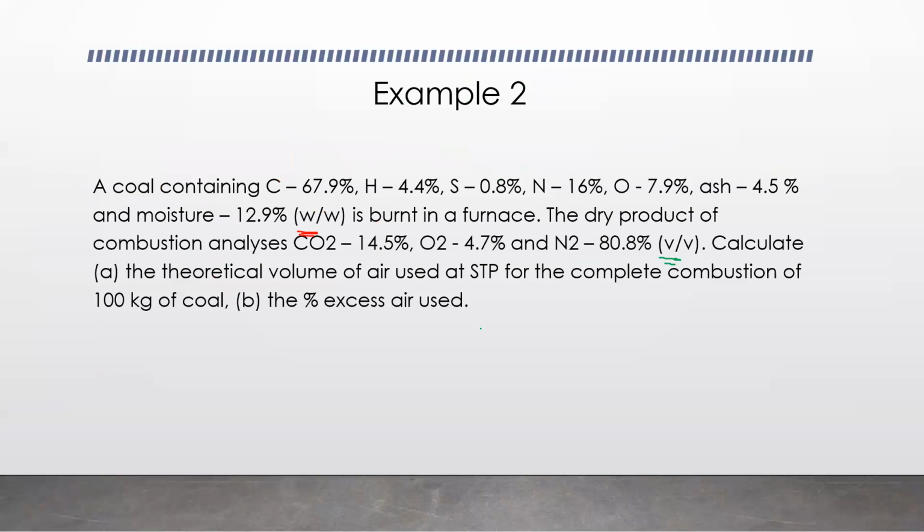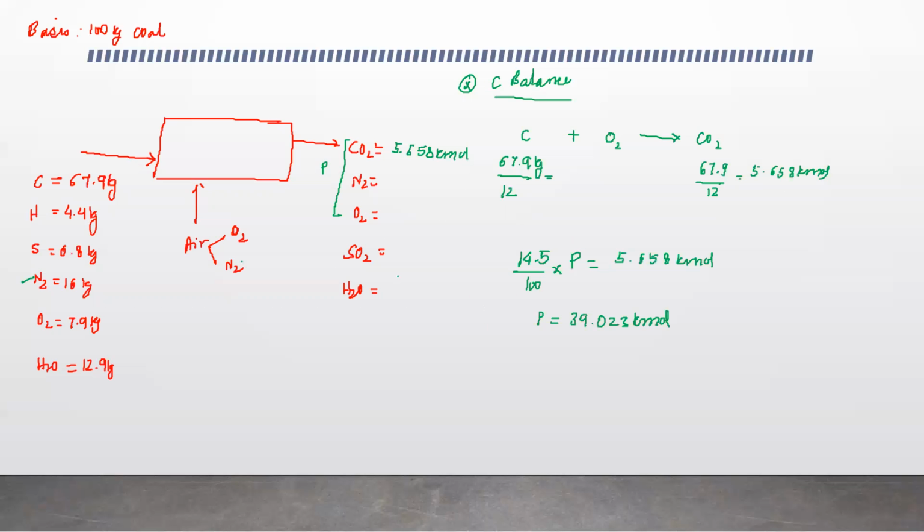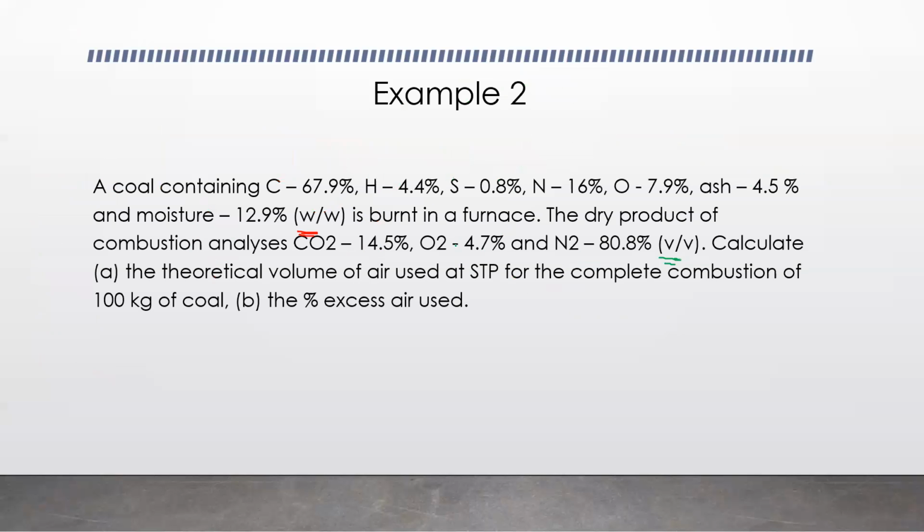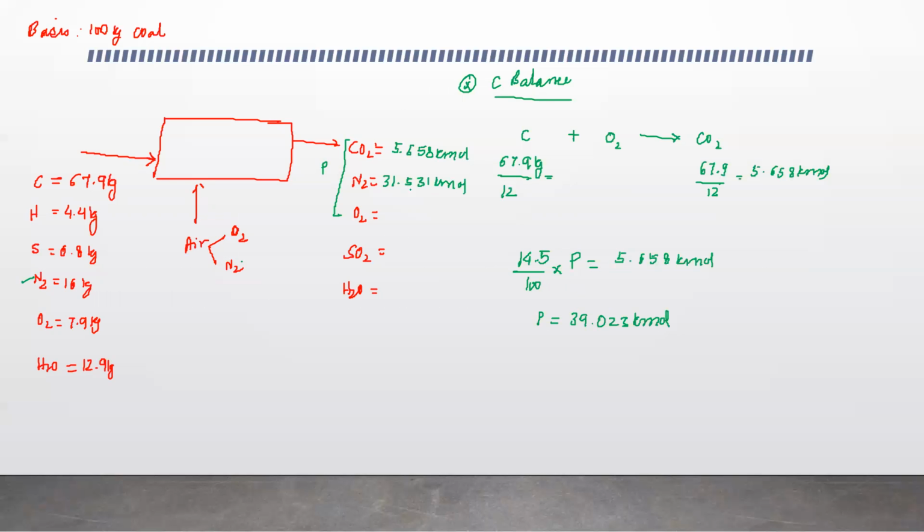Then nitrogen, it is 80.8% of it. So nitrogen over here in this, it's going to be 31.531 because it's 80.8%. So 80.8 by 100 into this. So that would give you 31.531 kilomole. This is nitrogen. All right, and oxygen, it is given as 4.7%. So 4.7 by 100 into this. So that will give you oxygen as 1.834 kilomoles. All right, that is the oxygen over here.